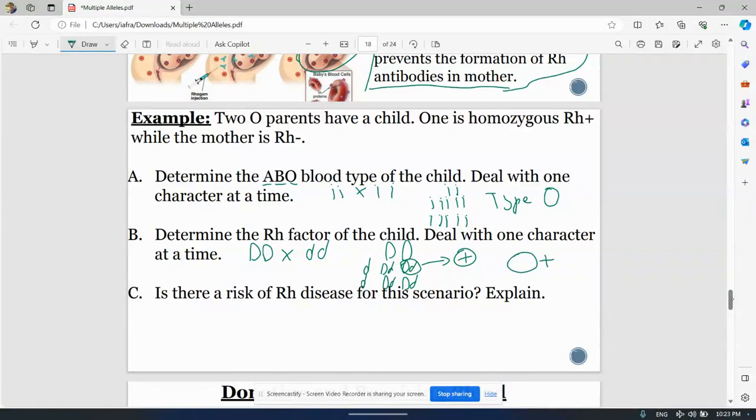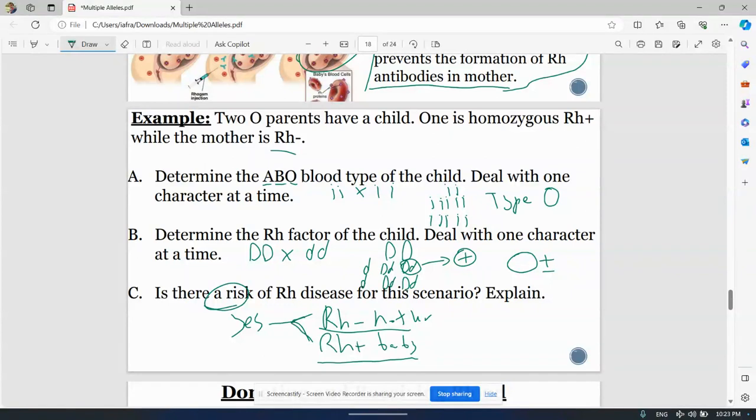Is there a risk that Rh disease can happen in this scenario? Explain. So remember, Rh disease happens if you have an Rh negative mother with an Rh positive baby. And it looks like this is the case. The mother is Rh negative and the baby is Rh positive. So there is a risk. Yes, there is.